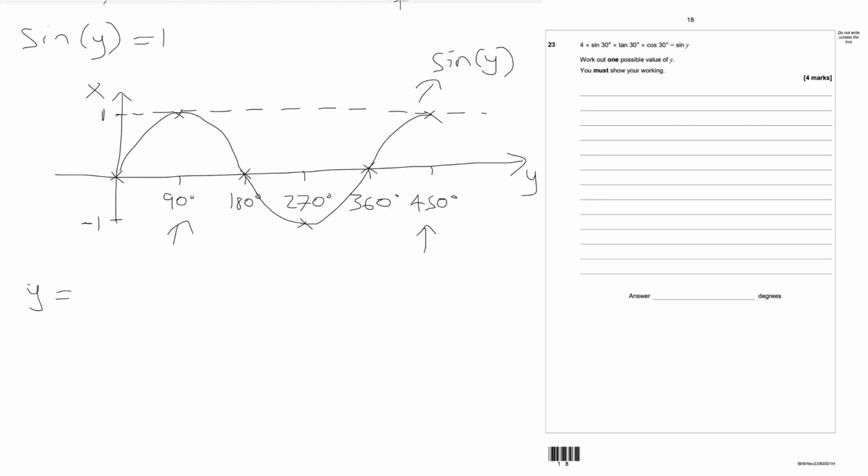As a rule, the values for y here are going to be 90 degrees plus 360n, where n is an integer. And just to check this works, if n is 0, then y is 90 degrees. We know that's correct. If n is 1, then we have y is equal to 450 degrees, which again, we know that's correct. And if we had n equals 2, we would have 810 degrees, which if you carried on drawing this, you would see is indeed a solution.